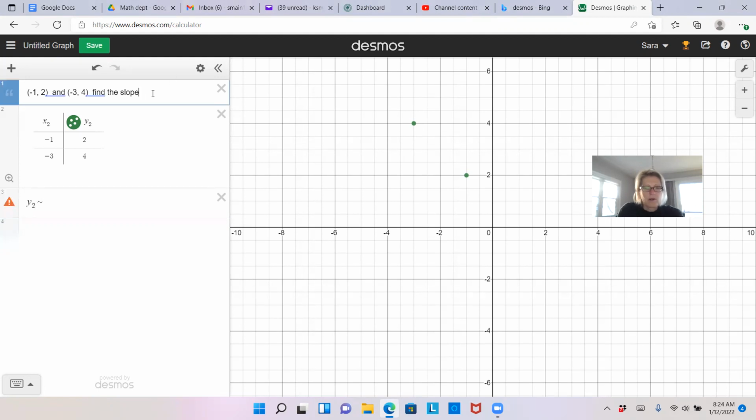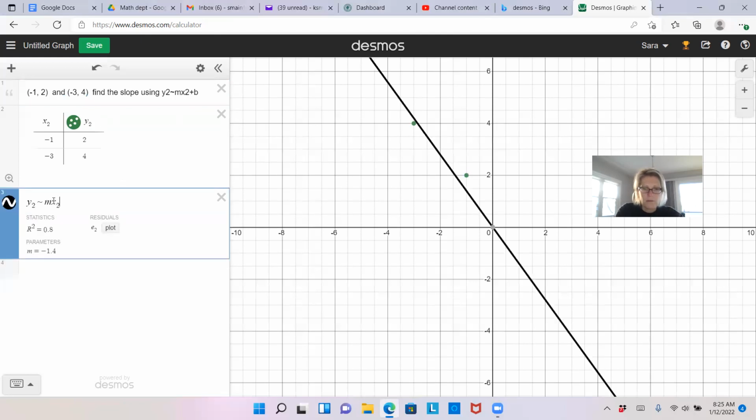I'm going to write that up here, using Y1 tilde, so you can see what it looks like. MX1 plus B. That's what we're going to type in down here. But I'm going to use 2 because my numbers are 2. Your table might come up with a 1. So whatever your table says here, that's what you have to reference. So, I'm going to do MX2 then plus B.